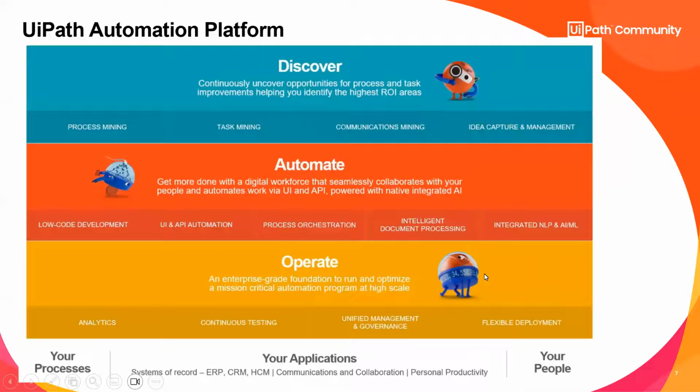Before we jump into Automation Hub, we all know about the UiPath Automation platform, which we have been looking at for the past three sessions. The main thing is Discover. That is the fundamental of the UiPath Automation platform, where we have multiple tools like process mining, task mining, communication mining, and idea capture and management, along with Automation Hub in the discovery phase. So why do we need the discovery phase? We need to know what process we can automate and how effectively we can automate.